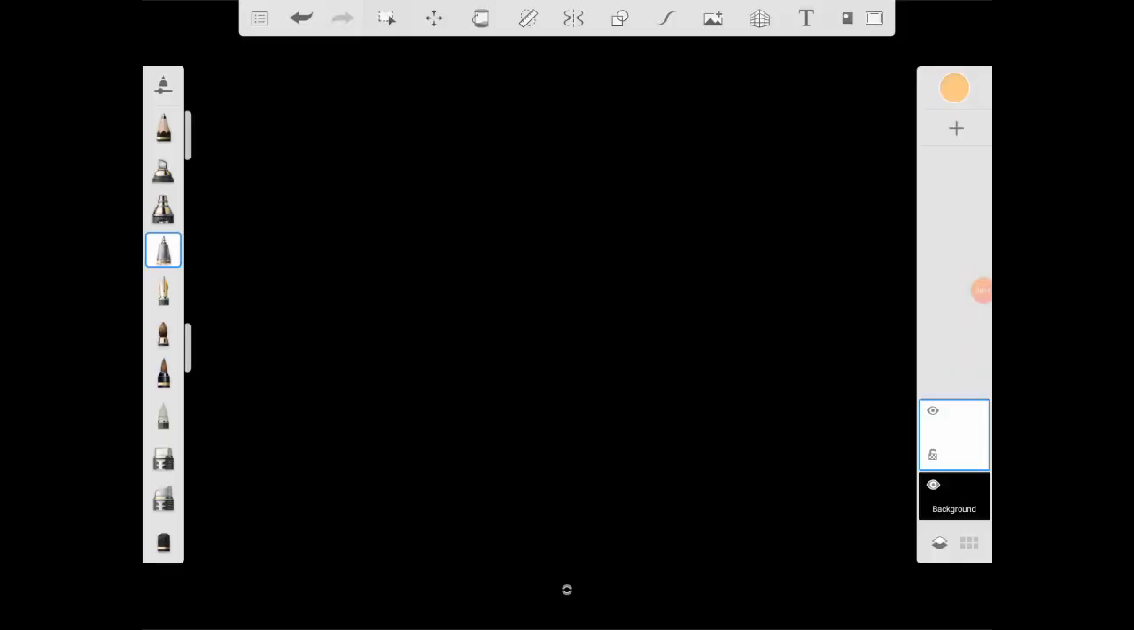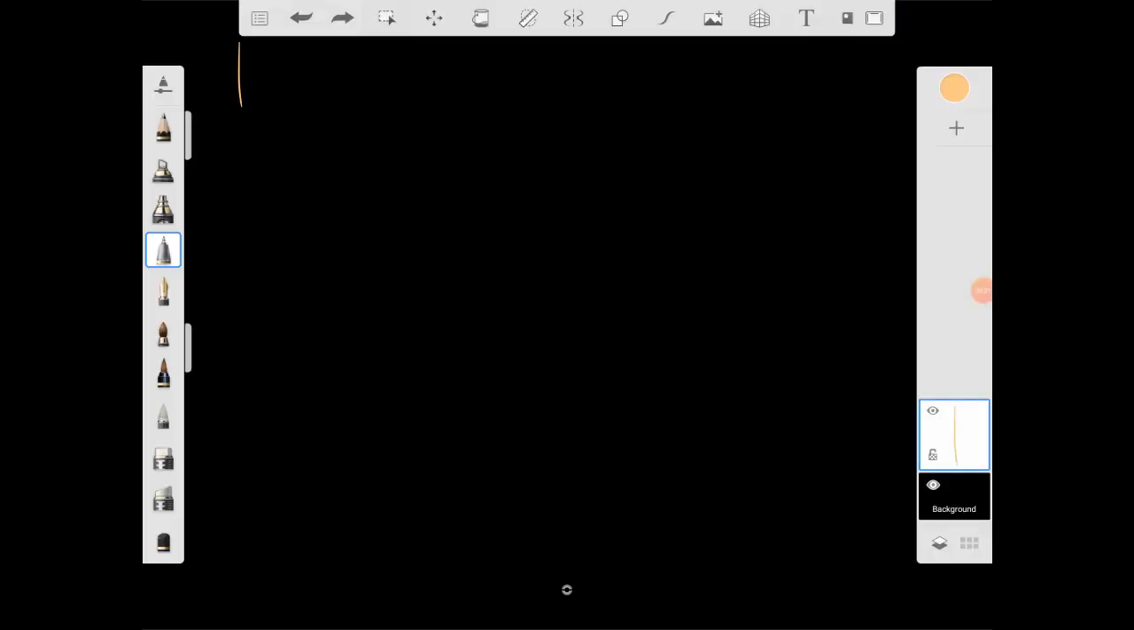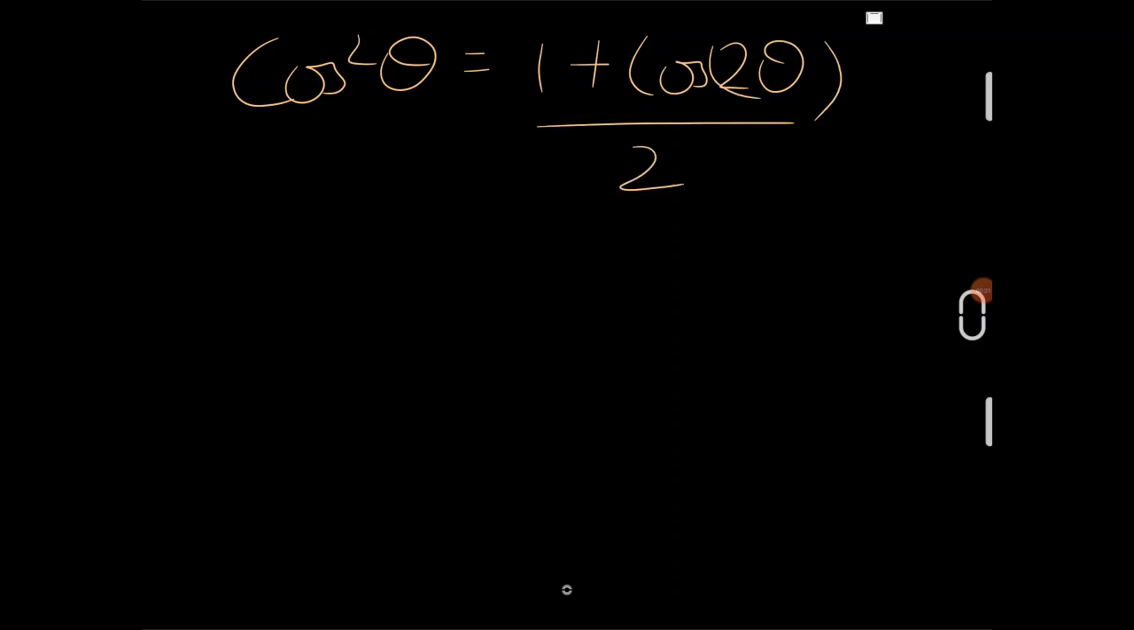So actually, we are learning a lot of things today. If it is necessary, do listen to the video 2 times or 3 times and make sure you really understand it. Okay, so now we came to know that cos square theta is equal to 1 plus cos 2 theta divided by 2.